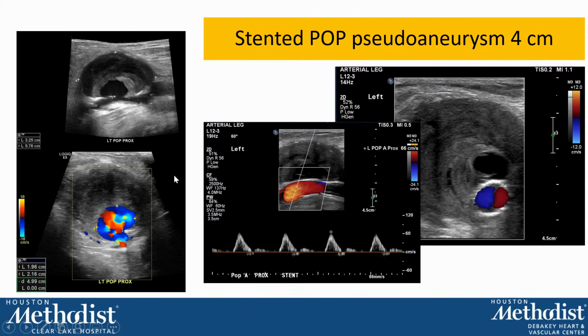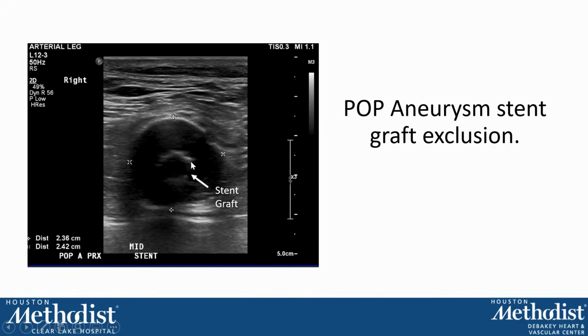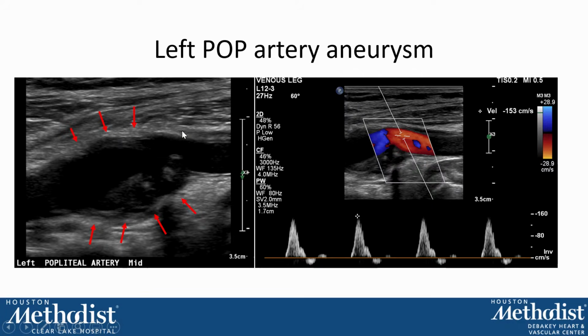This is a patient with a stented popliteal artery aneurysm, and you see that the lumen hasn't fully thrombosed yet. This is a stent graft, okay? And again, you can see the echogenicity of the stent graft, and then the arterial wall is slightly calcified.